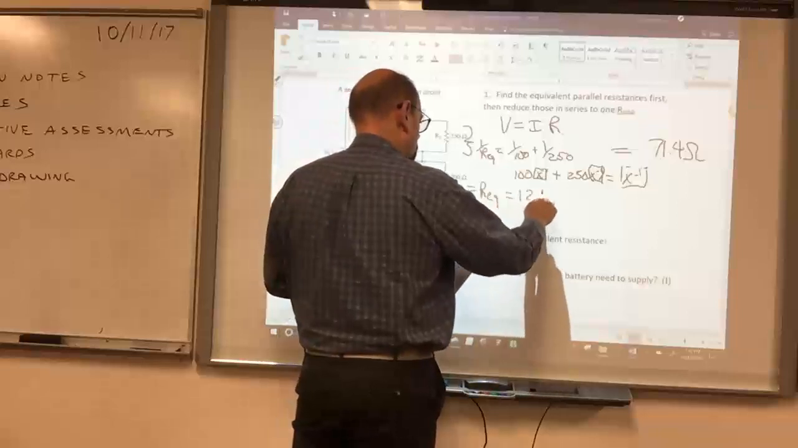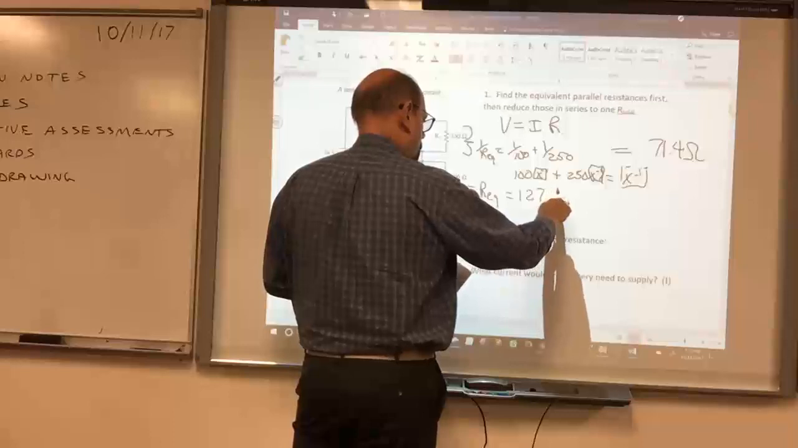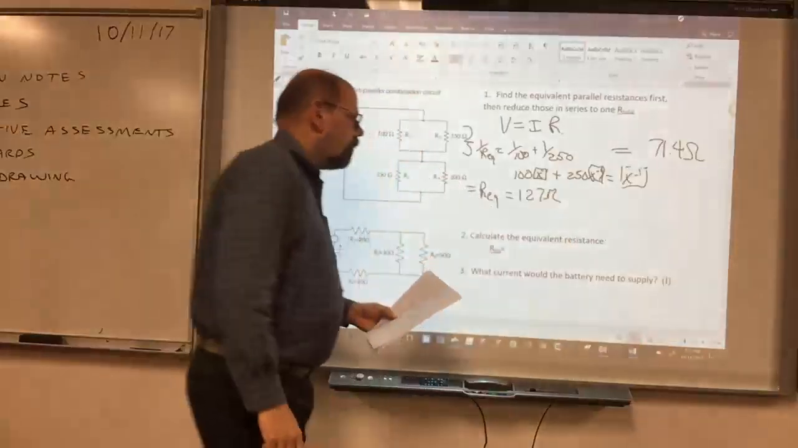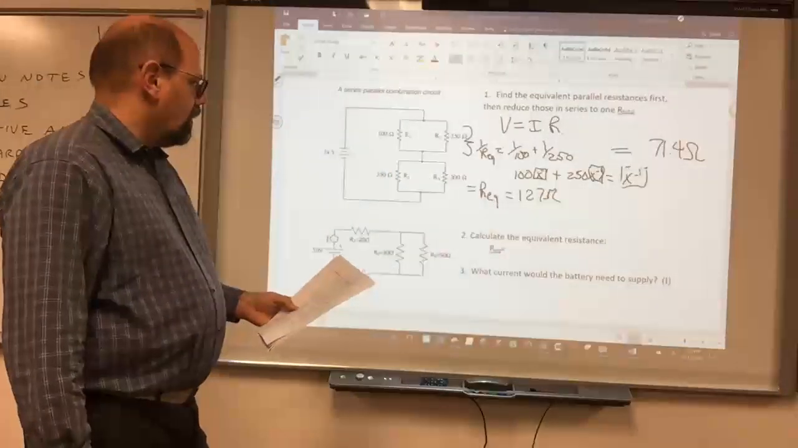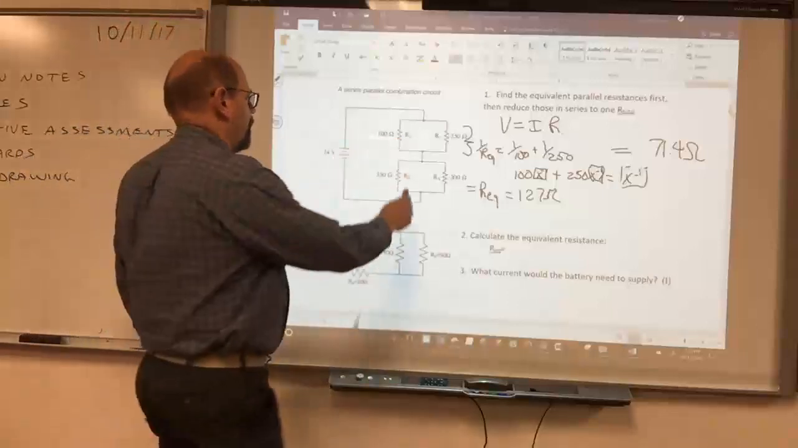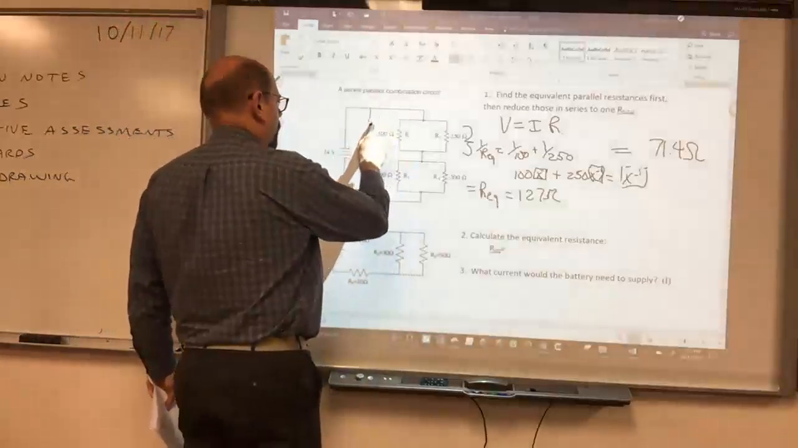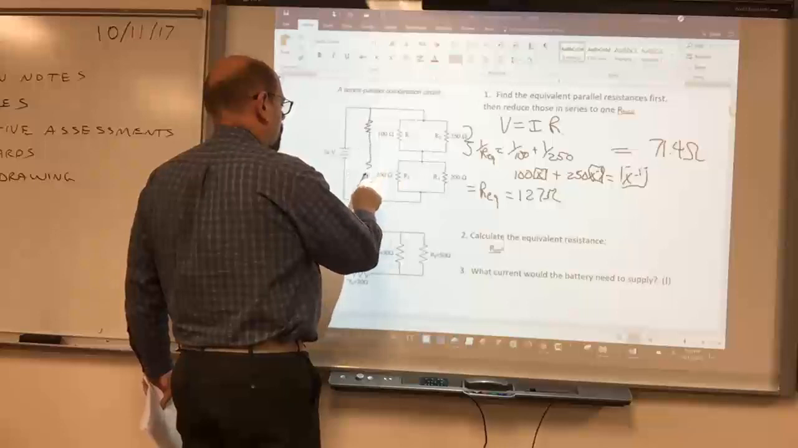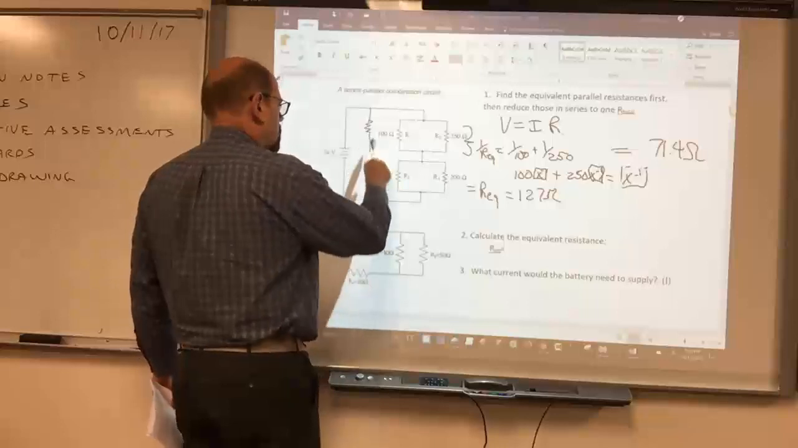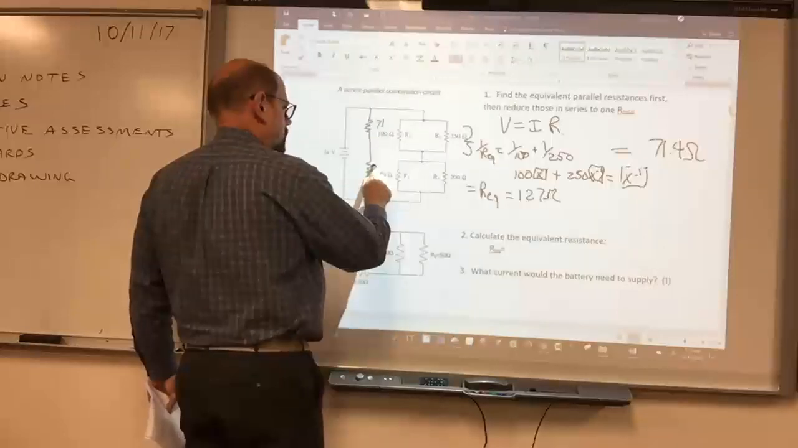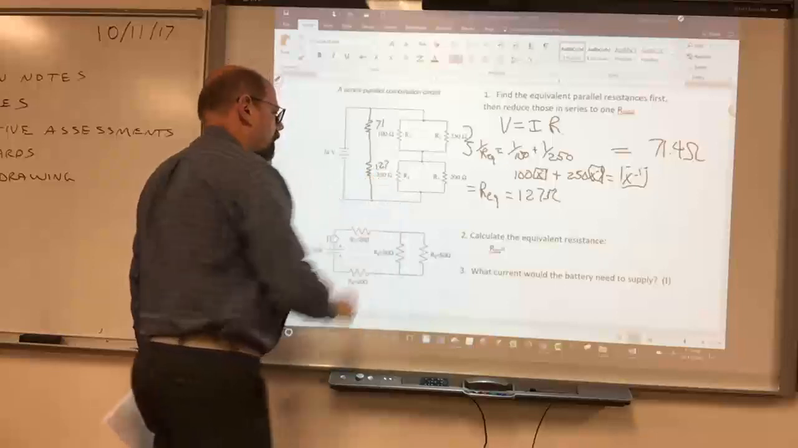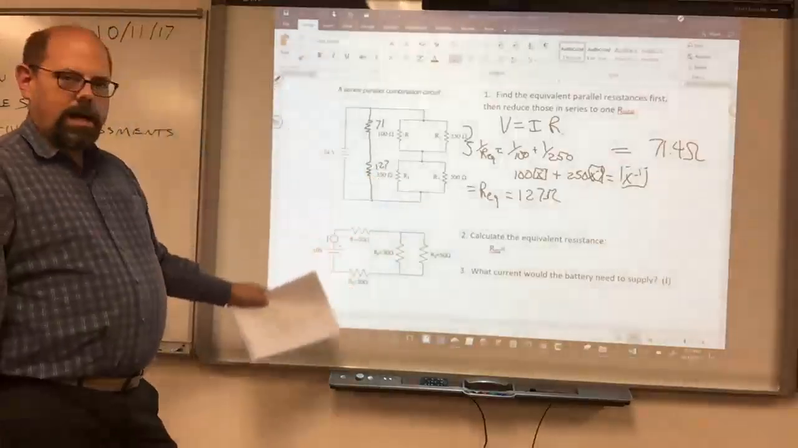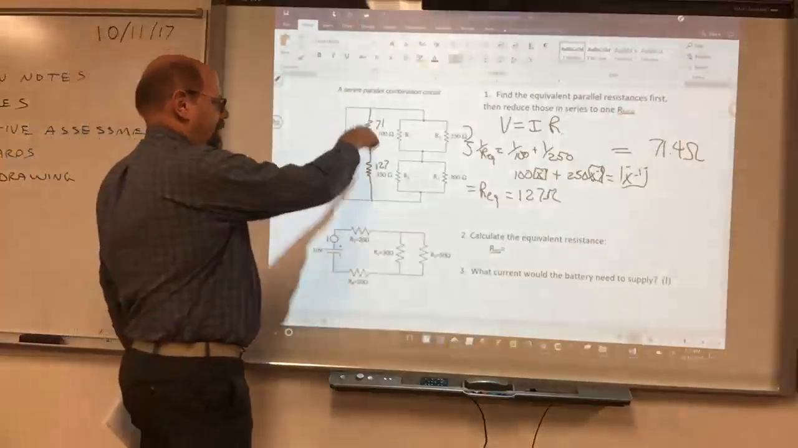127. I've got to get my ohm symbol in there. 127 ohms. So I have the same thing as if I now went in here and drew 1, 2. This is 71. This is 127. Can I figure out what the total of that is? Absolutely. I just add these when they're in series.